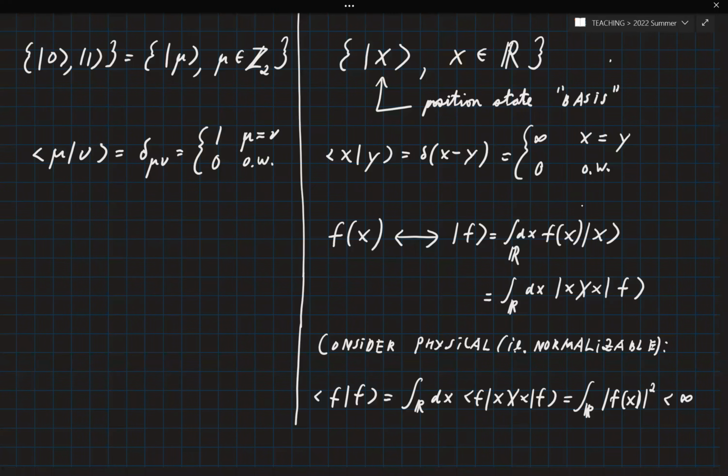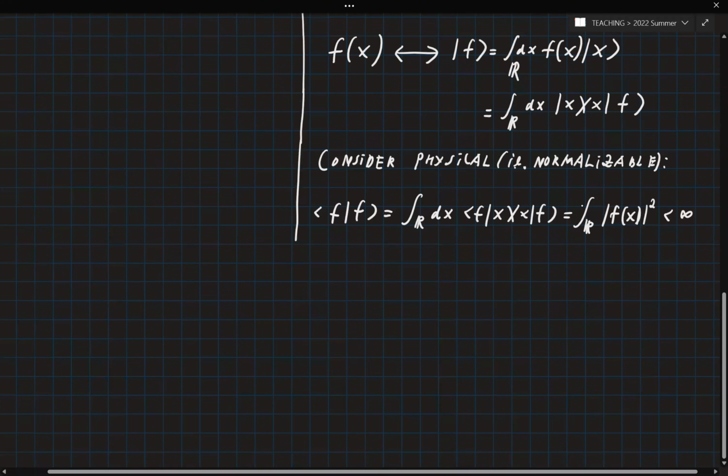Any questions up to now? Yeah. Yes, it's being recorded this time. Yeah. The kind of person records their own stuff and then doesn't post it.